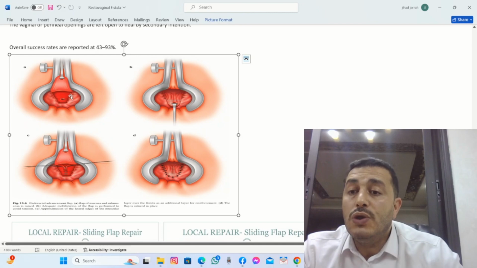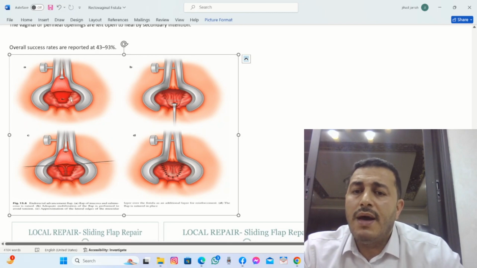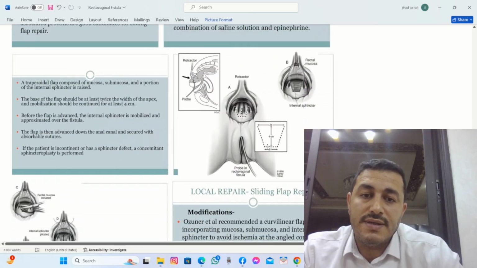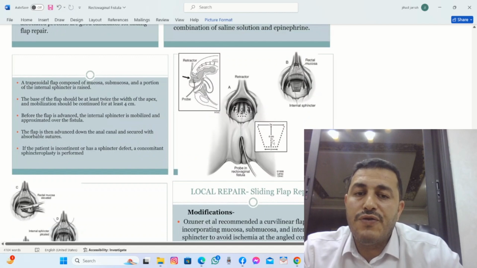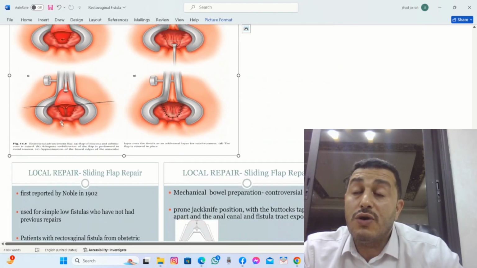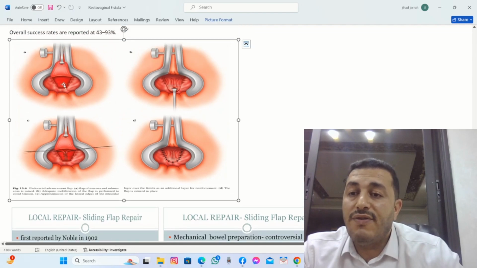The principle is easy. We do a flap, as you see, it is rhomboid in shape. Actually, the length of the flap should be more than half of the base of the flap, to avoid any tension. The dissection goes through the mucosa, submucosa, and even part of the internal anal sphincter. We identify the tract, we debride it, we may remove the fistula and close the opening, and as you see, we finally pull the flap and close it.